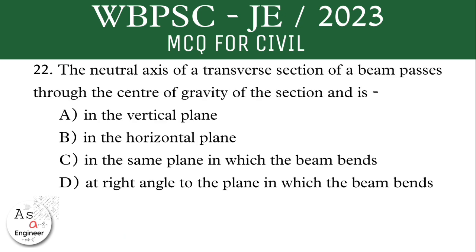Next question. The neutral axis of a transverse section of a beam passes through the center of gravity of the section and is. Right answer is option D, at right angle to the plane in which the beam bends.